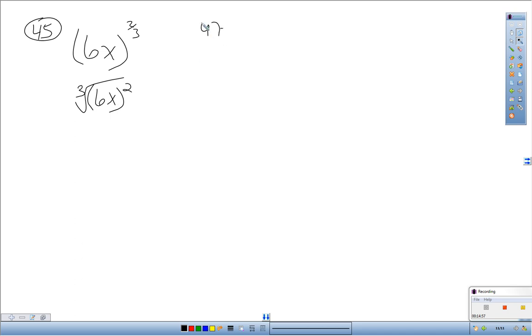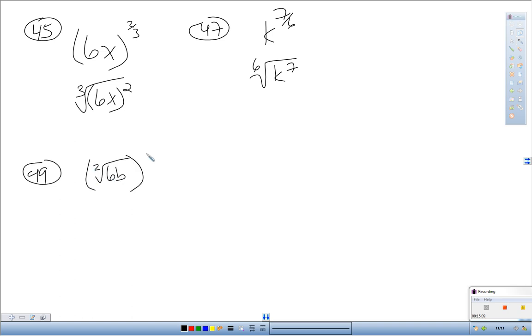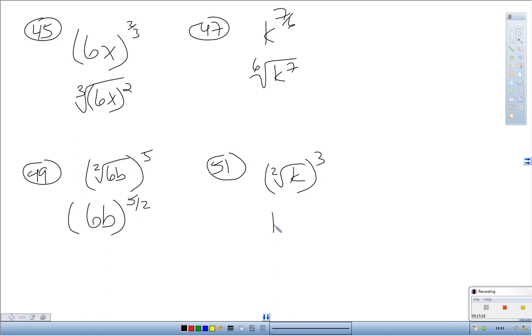All right, for number 45, it just wanted you to rewrite 6x to the 2/3 in radical form, so that would be the cubed root of 6x squared. For 47, it wants you to rewrite k to the 7/6 in radical form, so that would be the 6th root of k to the 7th power. For 49, it wants you to rewrite the square root of 6b to the 5th as a rational exponent, so that would be 6b to the 5/2. And for 51, it wants you to rewrite the square root of k to the 3rd power, so that would be k to the 3/2.